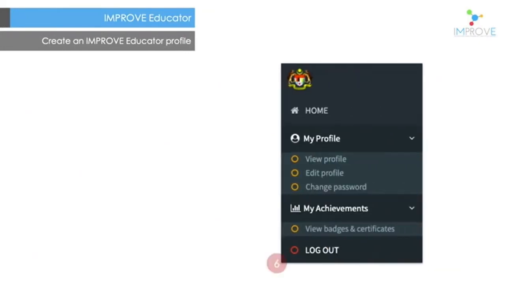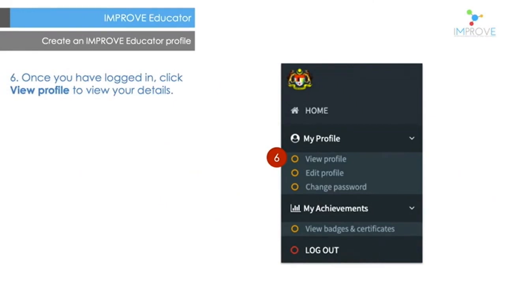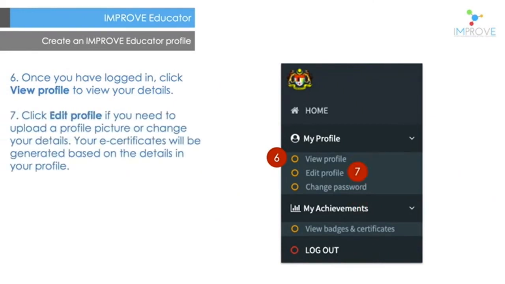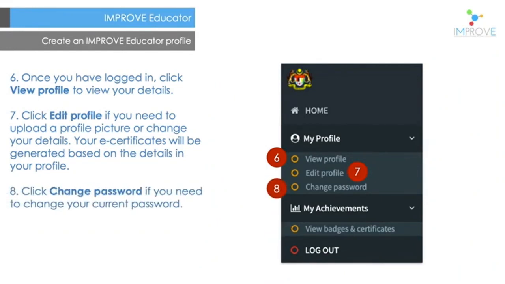Click Edit Profile if you need to upload a profile picture or change your details. Your e-certificates will be generated based on the details in your profile. Click Change Password if you need to change your current password. Click View Badges and Certificates to proceed.